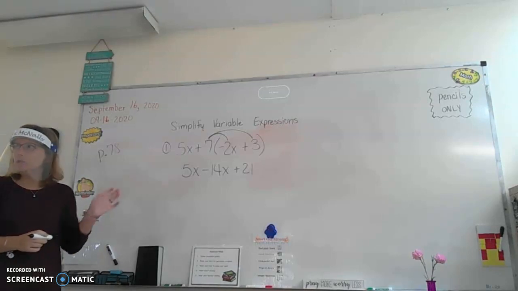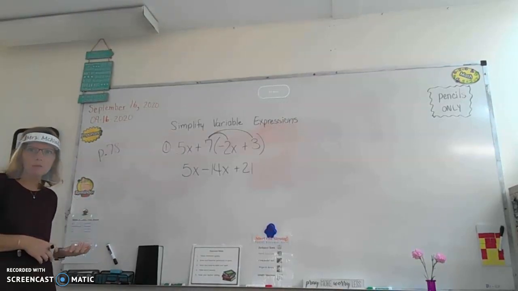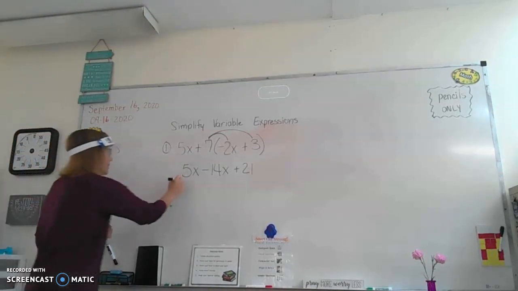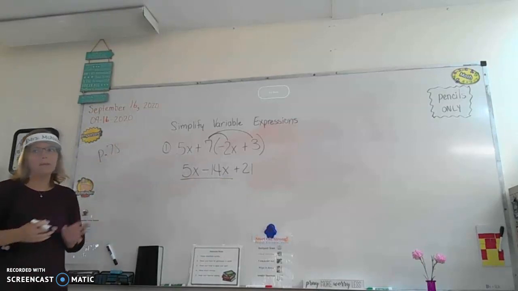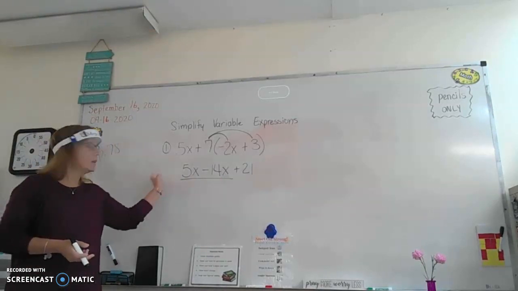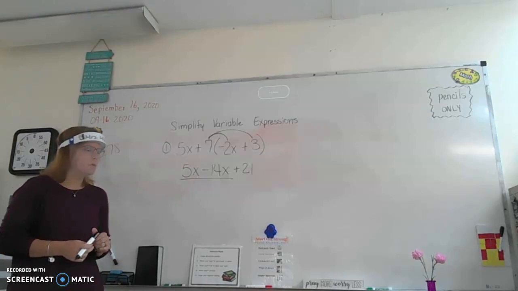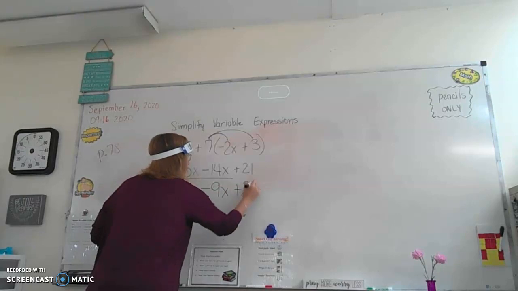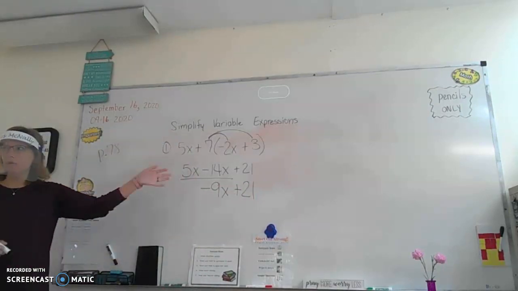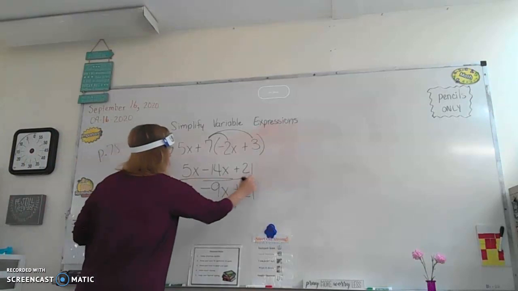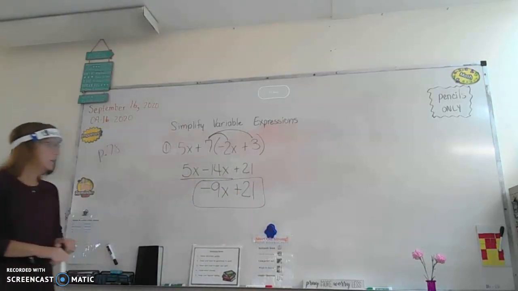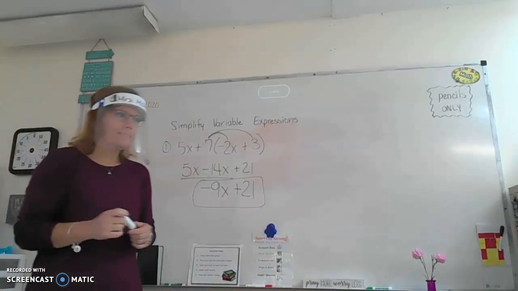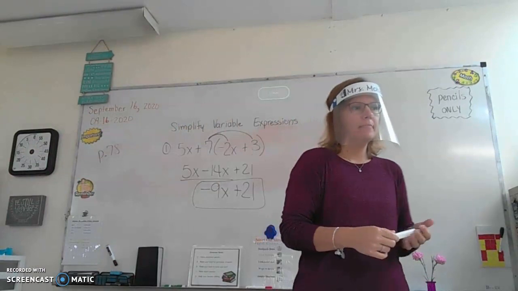So now that I've distributed, I'm going to see if there's any like terms. Do you see any terms that are alike? Yes. What? 5x and 14x. Yes. So I have to put those two together. I have a positive 5x and a negative 14x. What does that equal? Negative 9x. Yes. Good. And then the 21 is just going to stay by itself because it has nothing that it can match up to. Okay?